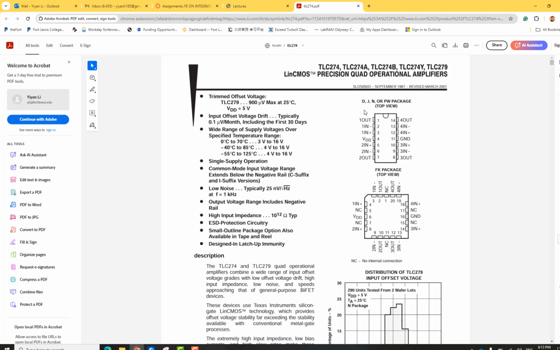Comparators. So why can we use an op-amp as a comparator? What's the answer? Because their gain is so large that if there's any positive difference between the two terminals, the output just hits the supply rail of the op-amp. Yeah, but what parameter determines that? What's the parameter of the op-amp that determines that behavior?